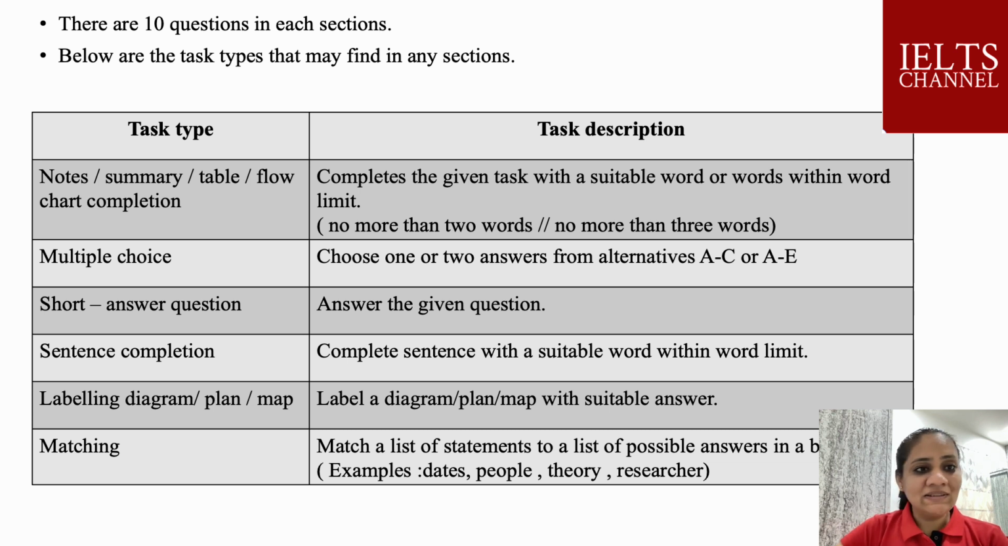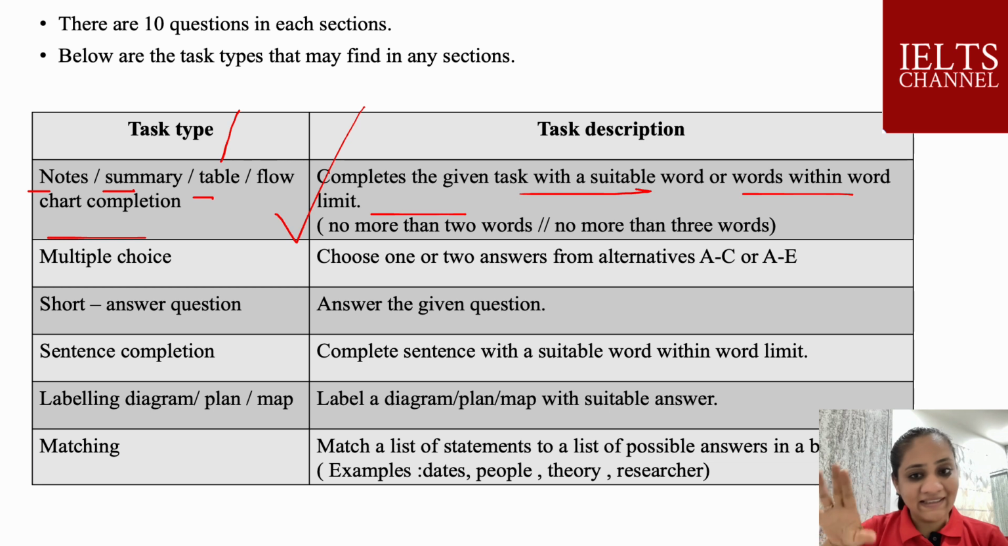Okay, let's see the first one. If you have notes, summary, table, or flowchart completion, what you have to do is complete that given task with the suitable word or words within the word limit. Like for the notes or the summary, one sentence is given and a blank is given. You have to fill the answer within that blank, and you have to focus on the certain instruction that is given for that. For the table, the rows and the columns are given like a table. Certain names are given and certain blanks are given. So with the help of the given information, you have to find the answer.